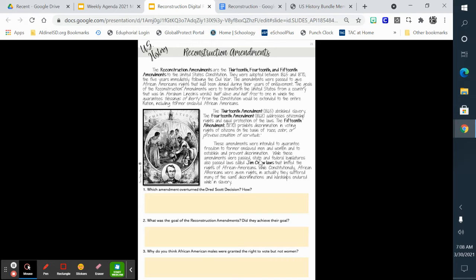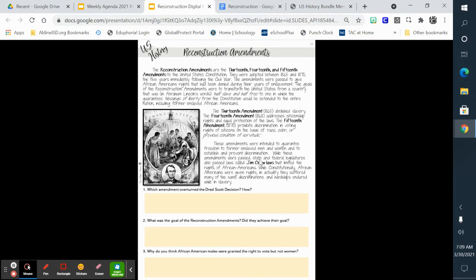The Reconstruction Amendments are the 13th, 14th, and 15th Amendments to the United States Constitution. They were adopted between 1865 and 1870, the five years immediately following the Civil War. The amendments were passed to give African Americans rights that had been denied during the years of enslavement.